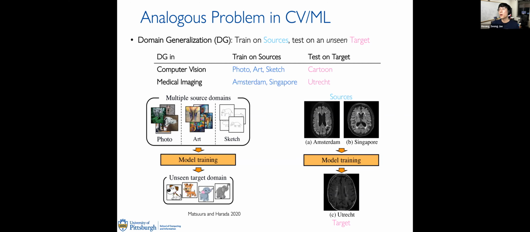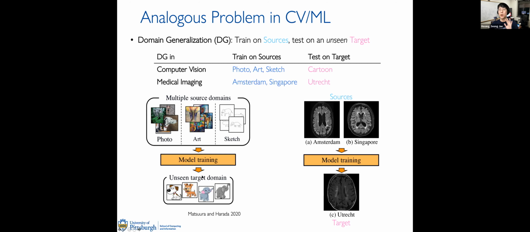And there is a very analogous problem in computer vision and machine learning. It's called domain generalization, where basically the same idea applies, except the terms are slightly different. So you train on data sets or samples from specific sources. In this example, you can imagine that you have images of dogs and elephants that are in photos, art paintings, or sketches. So you're going to only train on these images, and then your model is able to classify between elephants and dogs. But based on photos, art paintings, and sketches, what happens if you see cartoons of dogs and elephants?